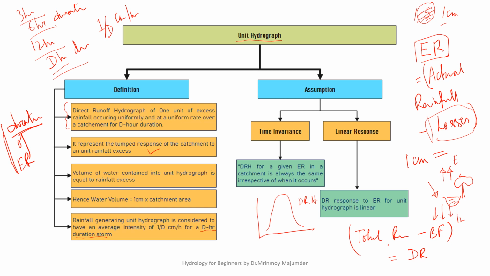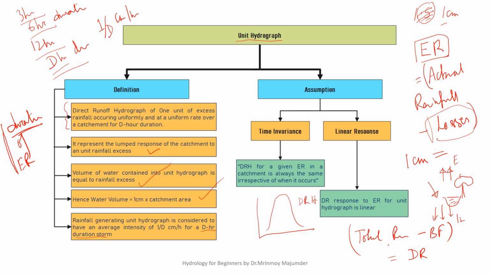And of course, we already know that ER into catchment area is DR. That is, excess rainfall into catchment area is your direct runoff volume. So that is why volume of water contained in unit hydrograph is equal to rainfall excess. Hence, water volume is equal to 1 centimeter into catchment area. It's very easy.